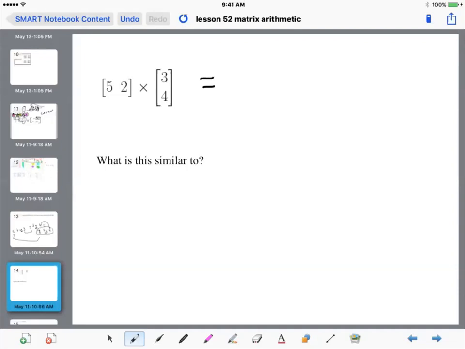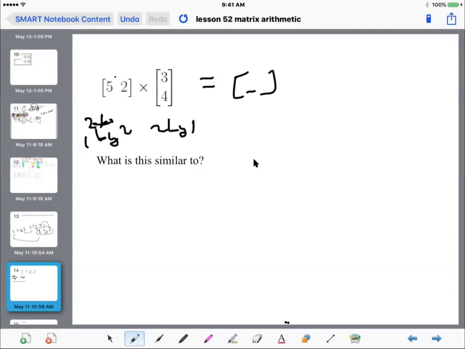Okay, well, let's start with, can these even be multiplied together? And if so, what are the dimensions going to be of the solution? That's right. It ends up becoming a 1 by 1. So this is 1 by 2, sorry about that, and this is 2 by 1. So it's going to be 1 by 1.